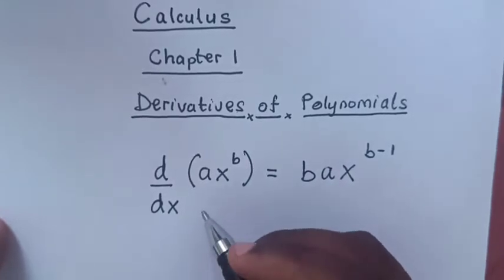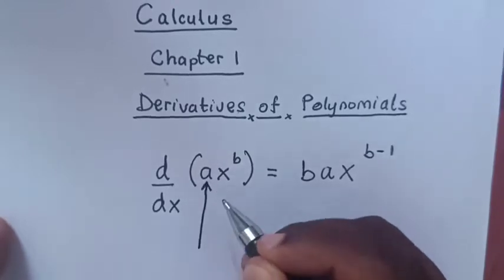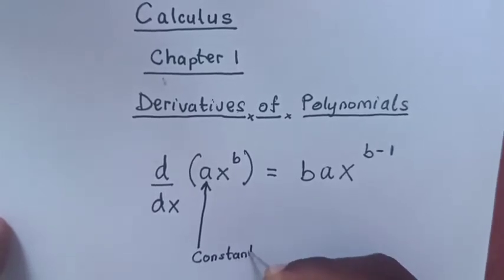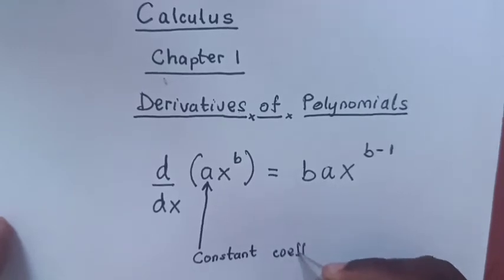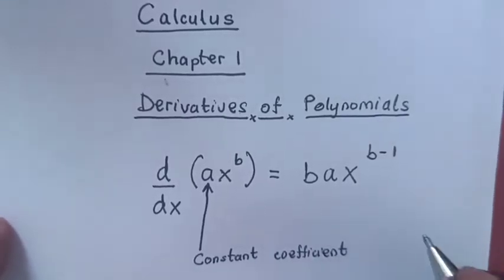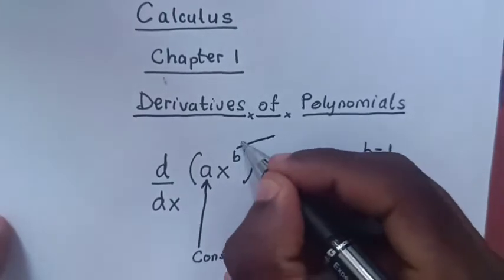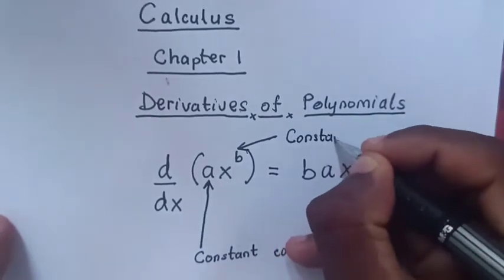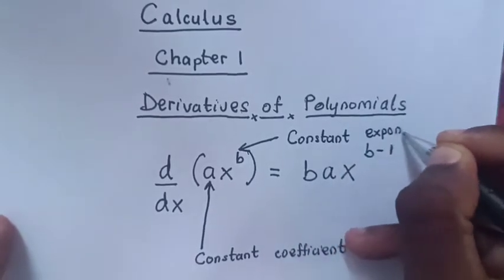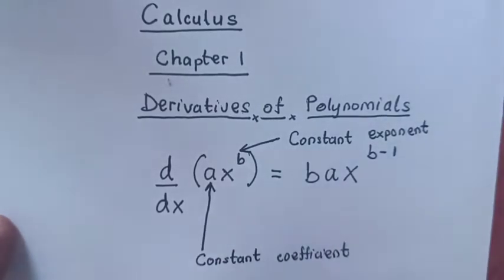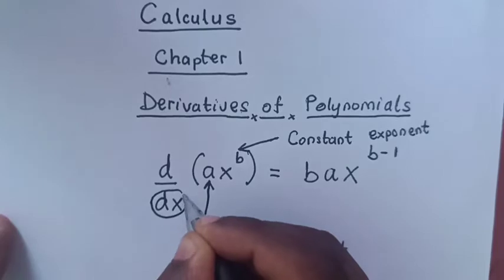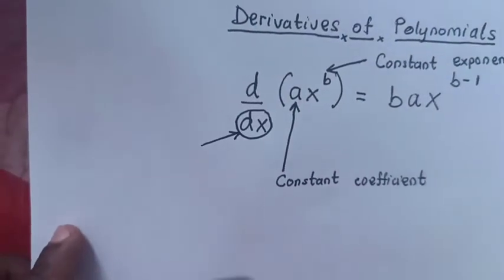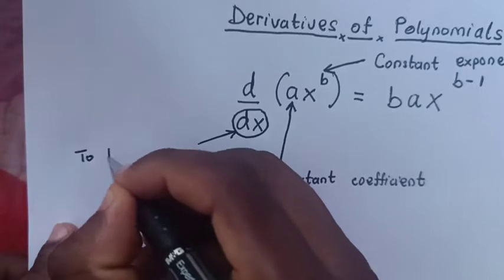where a is the constant of coefficient, and b is the constant of exponent, and this d over dx means derivative.